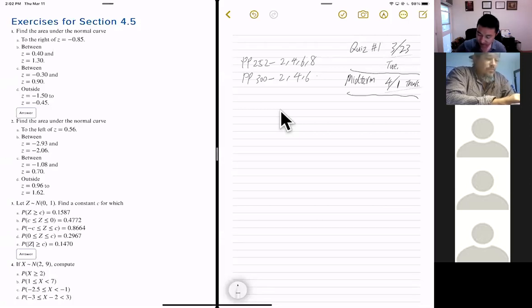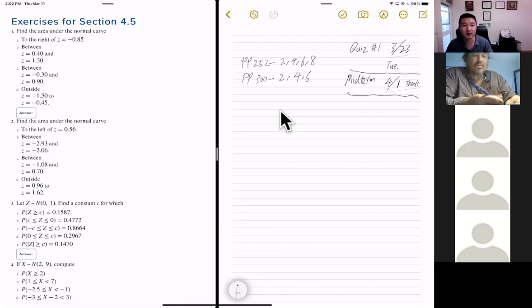The first quiz, quiz number 1, will be on March 23rd. That's the Tuesday after the spring break. Quiz number 1 will serve as a practice for our midterm. For this class, we only have 1 midterm. So quiz number 1 again is the practice for the midterm, March 23rd during the class time, so 2 o'clock, Tuesday, March 23rd.